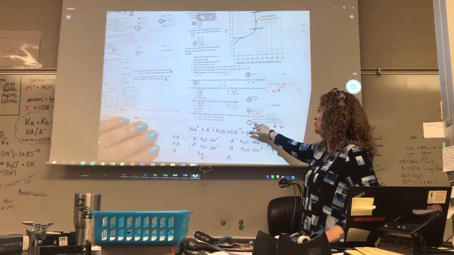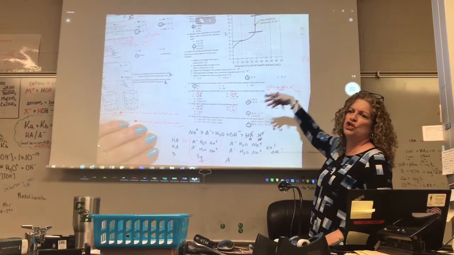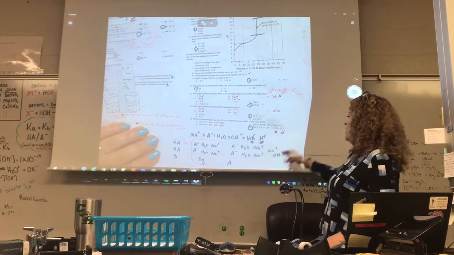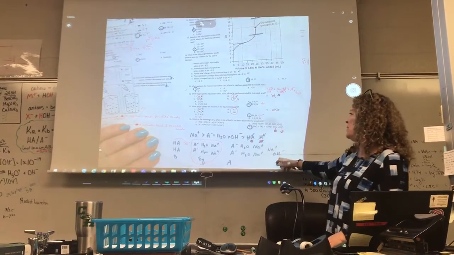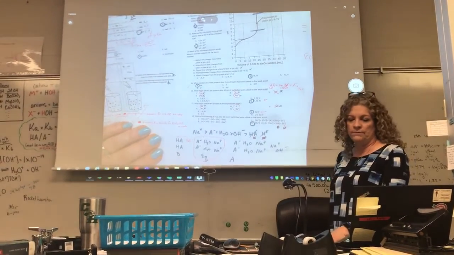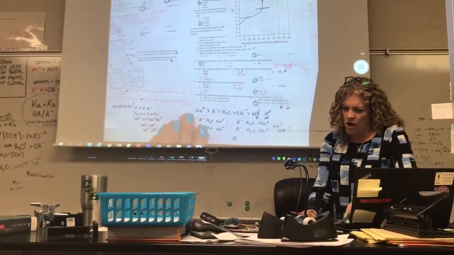That's the only answer choice that had it. And then your second most abundant, if we're not adding a huge excess of NaOH, is going to be A minus. And then we have a little bit of the OH, and then we don't have any of those. Does that make sense? Okay. All right. On the back.